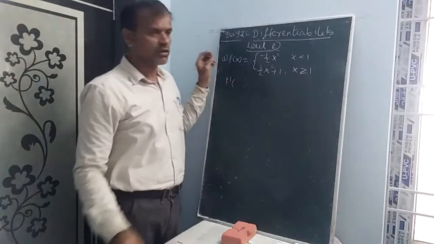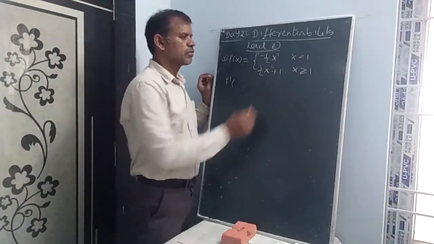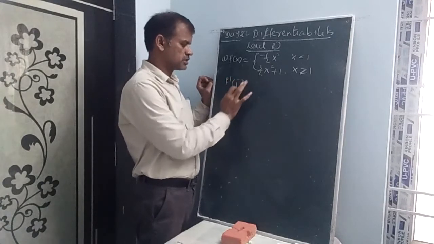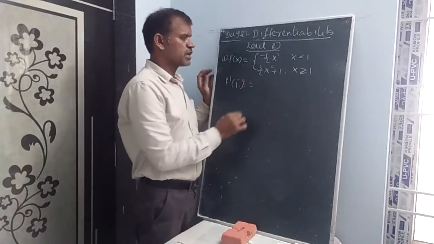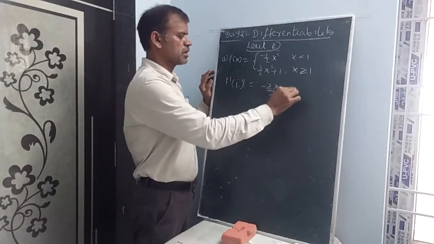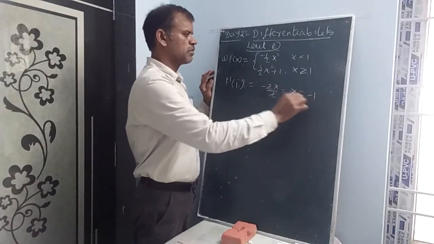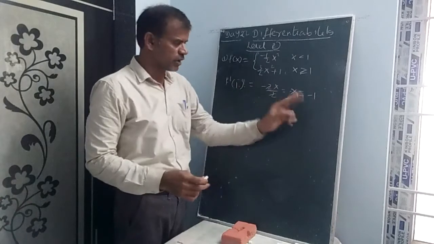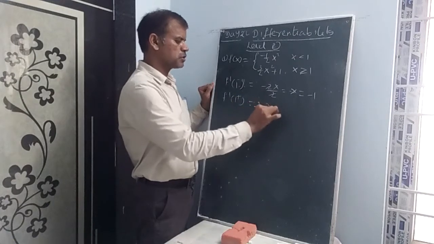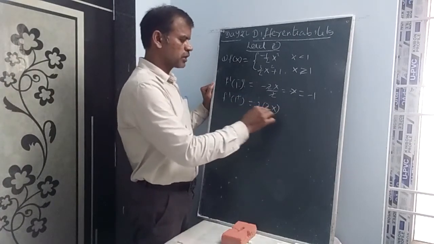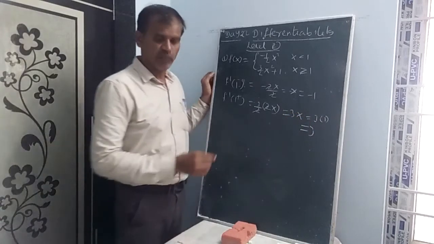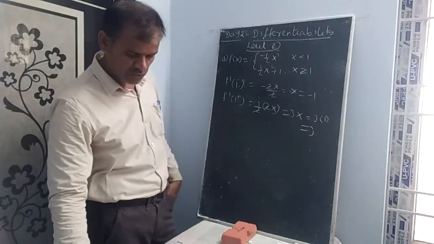Now x less than 1 means this is the left neighborhood of 1, and x greater than 1 means this is the right neighborhood of 1. So f dash of 1 minus, meaning you have to calculate the derivative here. Minus 2x by 2, the 2 gets cancelled, that is equal to minus x, that is minus 1 after substituting 1. Now f dash of 1 plus, meaning 3 by 2 into 2x plus 0, the 2 gets cancelled, that is 3x, that is 3 into 1 equal to 3. Therefore f dash of 1 minus is minus 1 and f dash of 1 plus is 3.